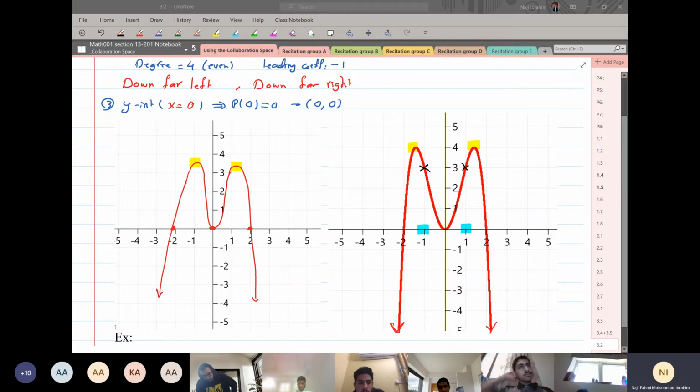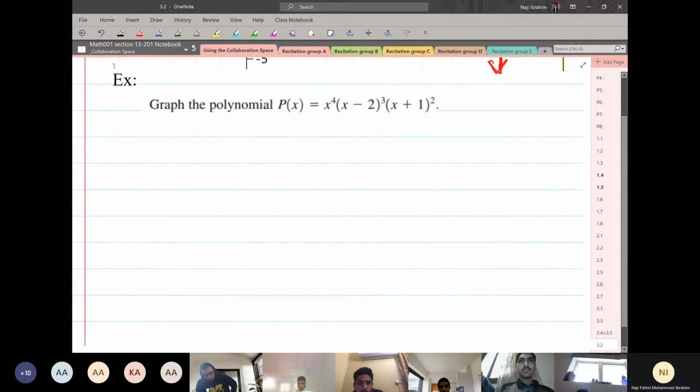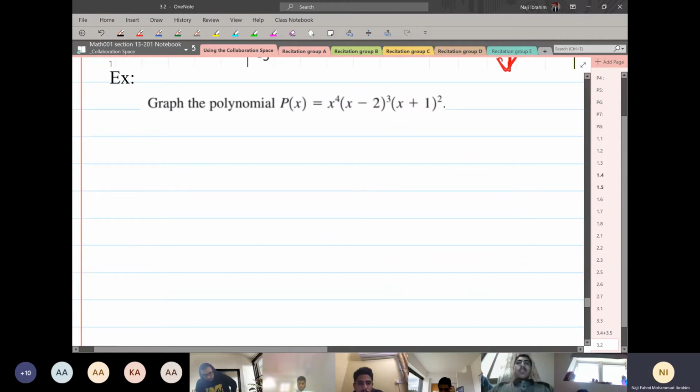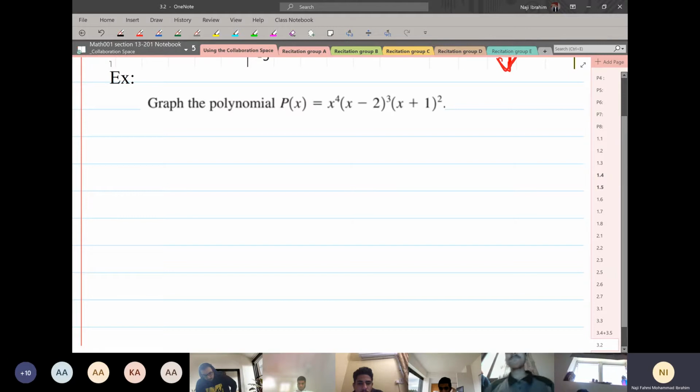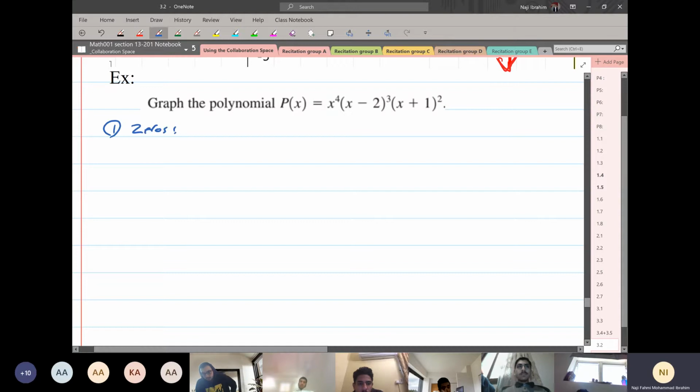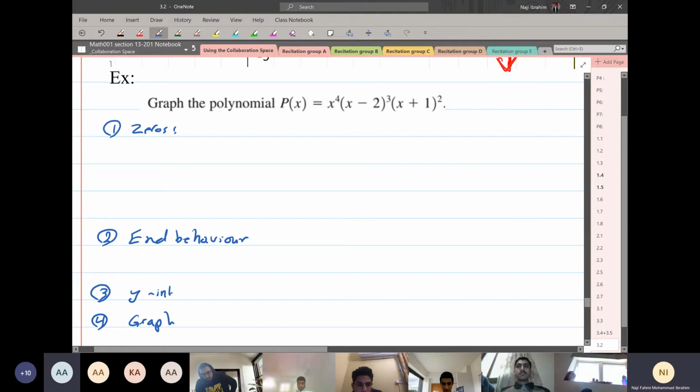Let's take one more example, Shabab, which is this one. Again, here he says what? Graph the polynomial. Well, to graph it, as we said earlier, we have first of all to find the zeros and study the behavior. After the zeros, we have to study what? The end behavior. And after that, we have to find the y-intercept. And after that, we will make the graph. So let's start with the zeros now.